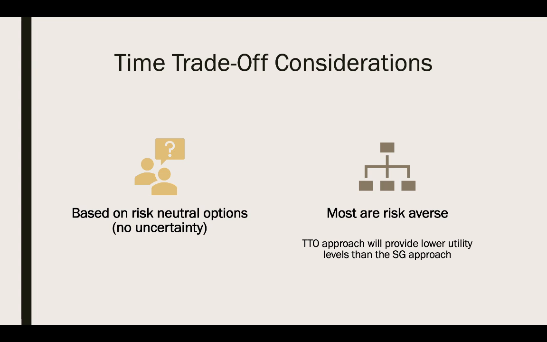Some unique considerations for our time trade-off model is that it is risk neutral. Most people are risk averse, so we're asking this risk neutral question without any uncertainty, which skews things a little bit. So our time trade-off model typically gives us lower health utility levels than the standard gamble approach. Standard gamble pulls out the risk averse nature in all of us. Our time trade-off model pulls out the risk neutral portion of all of us.